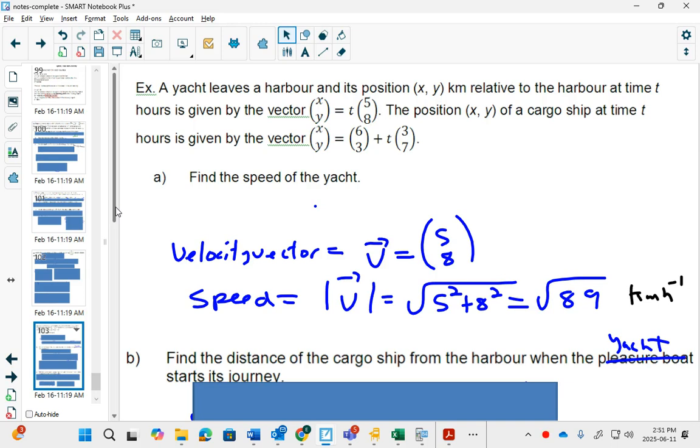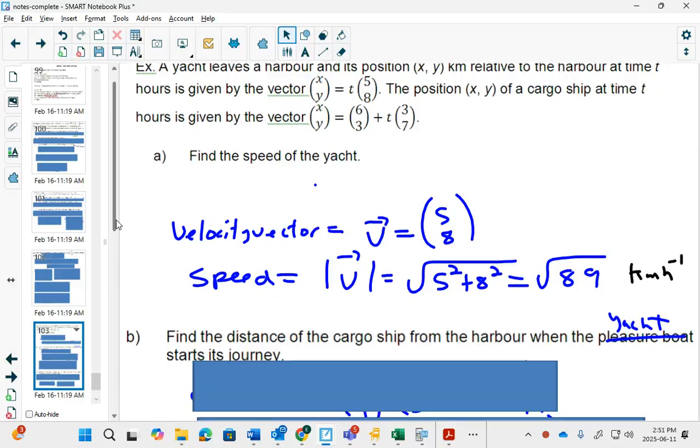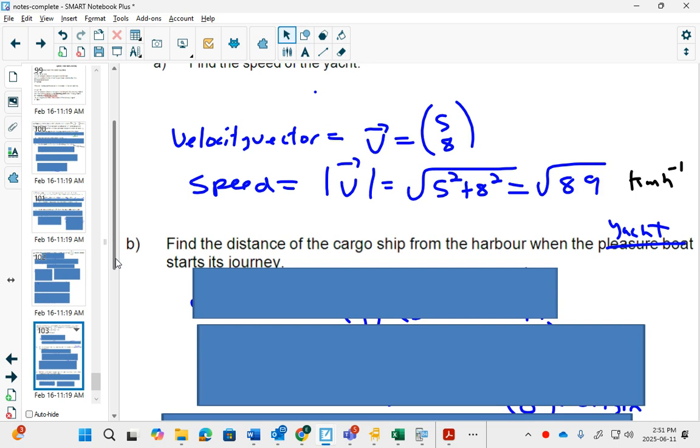I changed it on yours, but when I originally had this, I don't know where I got this question from. They had changed the language in the second one from the yacht to a pleasure boat. So find the distance of the cargo ship from the harbor when the yacht starts its journey. Question. Is the theme crashes? Well, I'm not giving away the theme yet.